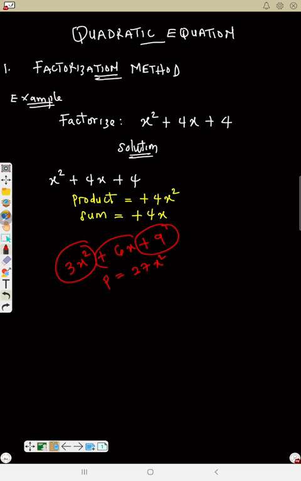Now what's the middle number? The middle number is the sum. That's plus 6s. Now that's what we'll be doing to find product and sum. So let's move on.